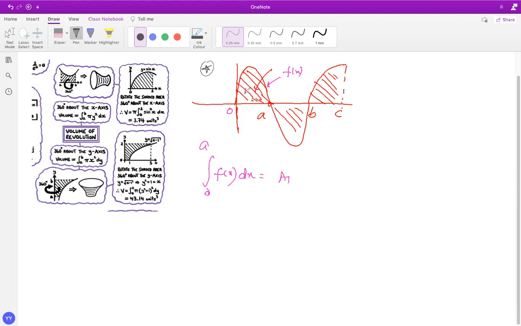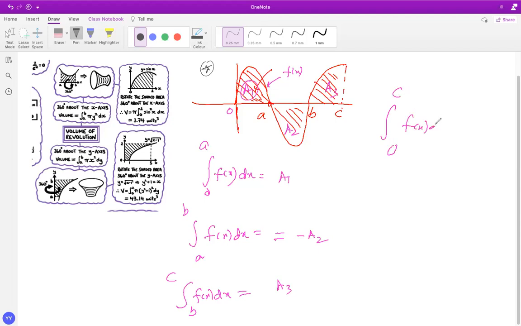Whenever the area is above the x-axis, it is positive. Now, if I integrate f of x from a to b, that numerical value will be a little bit negative. Let's say the area is a2, then the actual integral value will be negative a2. Now the third one, a3, is the area from b to c, because it's above the x-axis, so you get a3 straight away. So if I integrate f of x from 0 to c, my answer is a1 minus a2 plus a3. This is not the area, because you know the area is never negative.